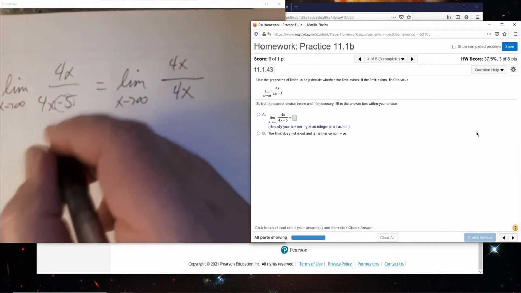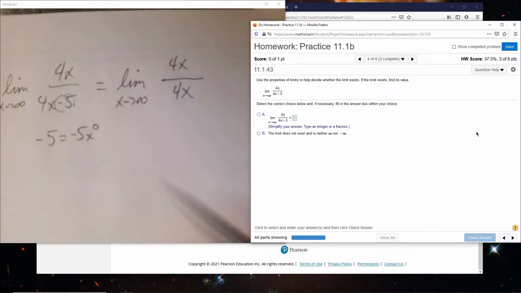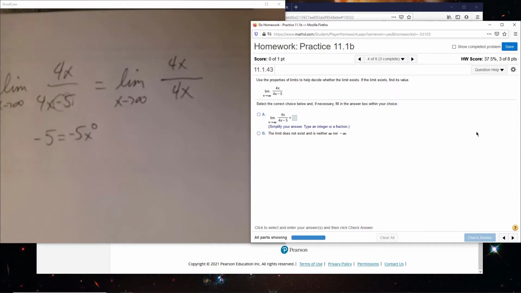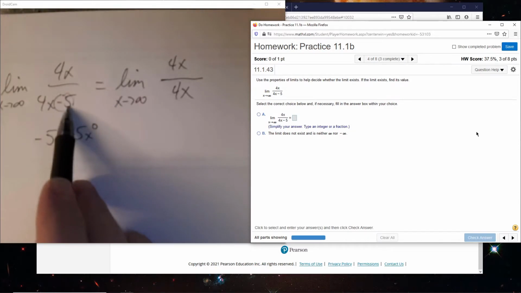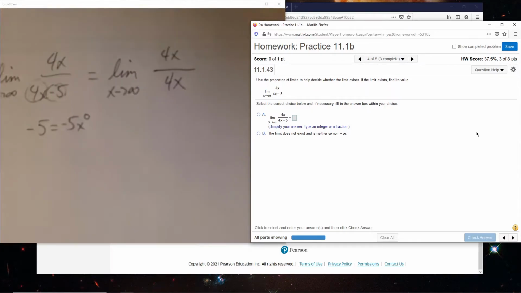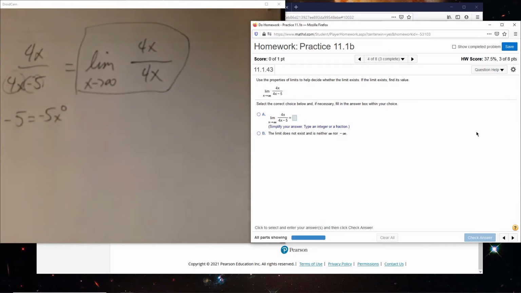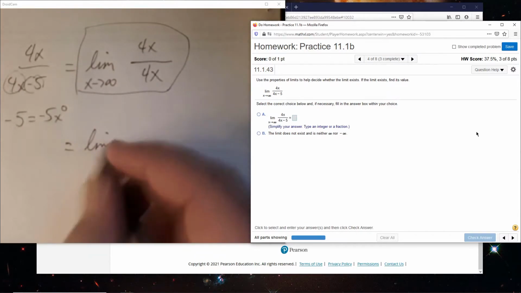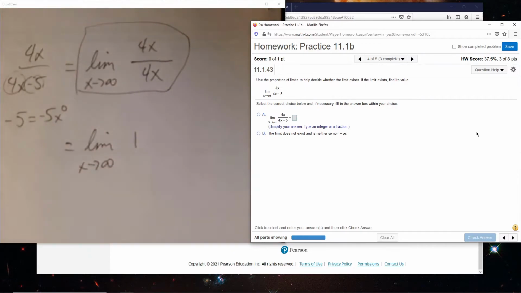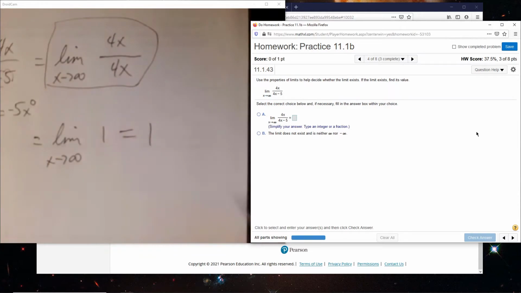All constants are power 0 because minus 5 equals minus 5 times x to the 0, where x to the 0 is 1. So all numbers, all constants are considered power 0. So minus 5 is power 0, but 4x, that's power 1. So that's the dominant term right here, the 4x. And so we get to this result here. And then we see those 4x's can divide out. And so we're taking the limit of 1. And a limit of a constant is always that constant.